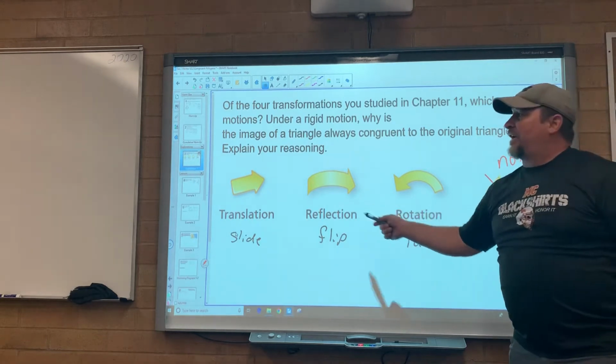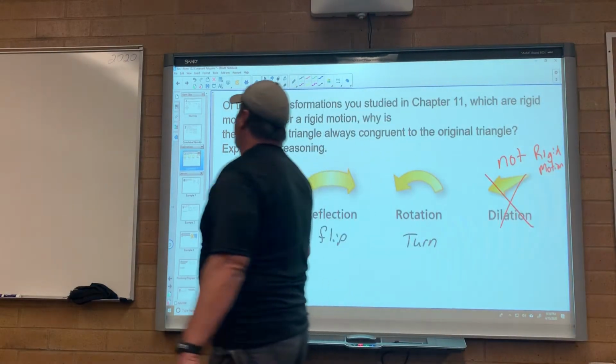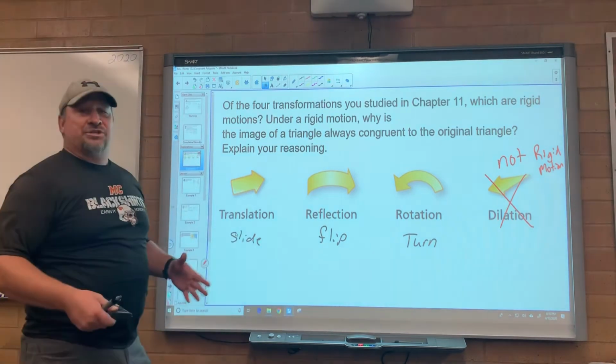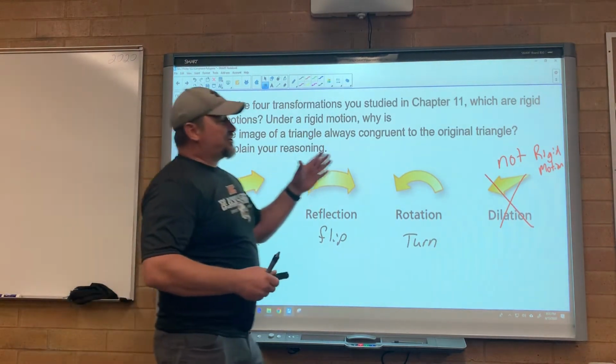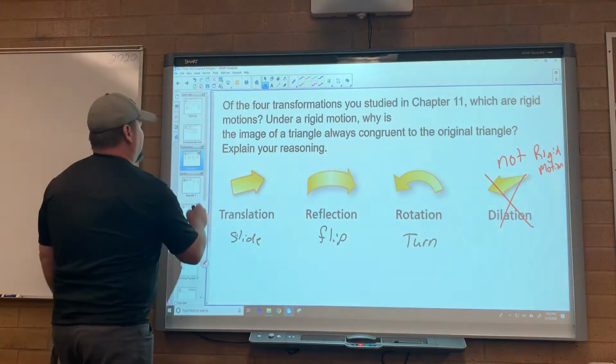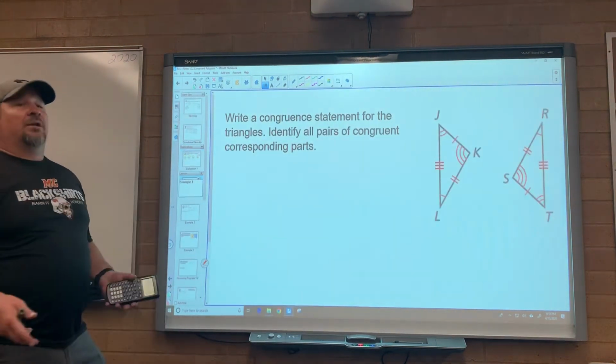These 3 right there are rigid motion, because they maintain their size and shape. Dilations do not maintain their size and shape, therefore they're not rigid motion. All right, that brings us to our lesson.